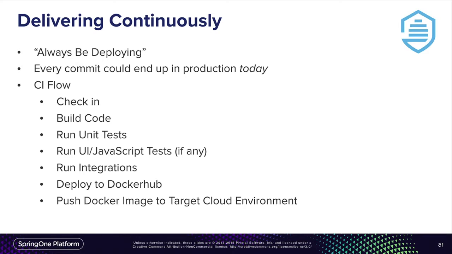So for the continuous delivery pipeline that we're going to demo, we check in, the code gets built in the cloud, we run our unit tests, we run any UI tests if we have them, and because we've got a ton of stuff to show, we didn't want to get bogged down in showing actual tests, but again, there might be something in the book that you might want to pre-order. We then run integration tests, we deploy the result of that passing test to Docker Hub, and then we push the Docker image to our cloud environment, and all of this takes place automatically after we git commit.